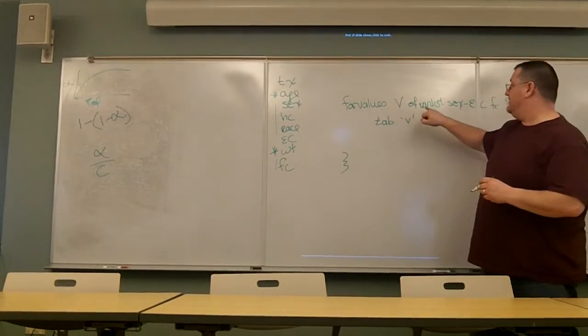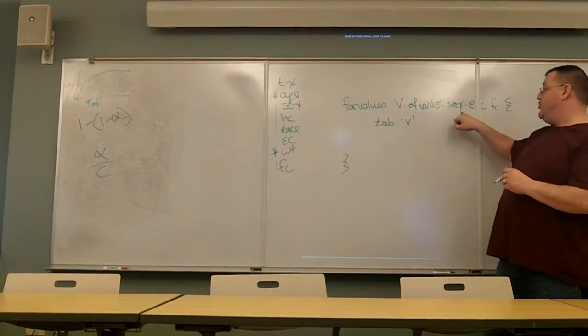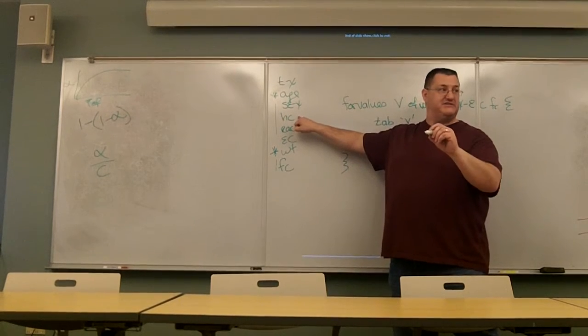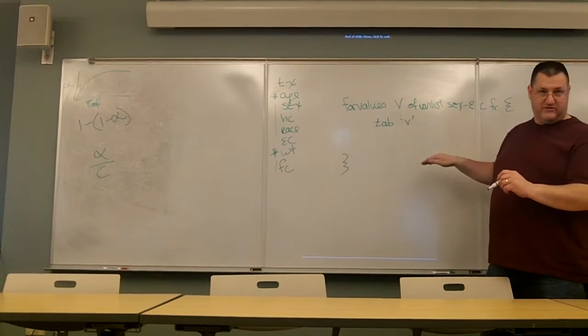Then it goes back. Is my variable list exhausted? Have I gotten to FC yet? Nope. Go to the next variable. Execute this code for HC. So it'll do it for all of those variables.